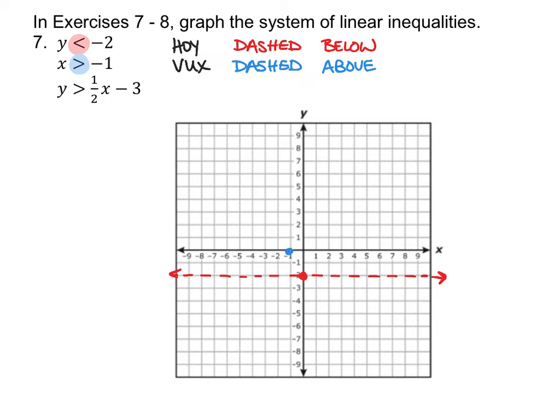So here's -1 on the x-axis, and here goes my dashed line. All the way across my graph, I have my dashed line that is vertical.